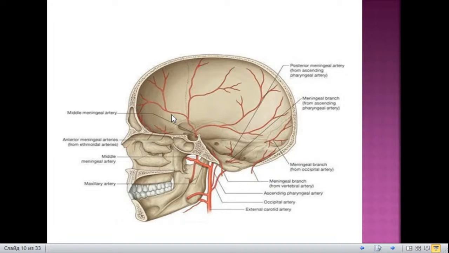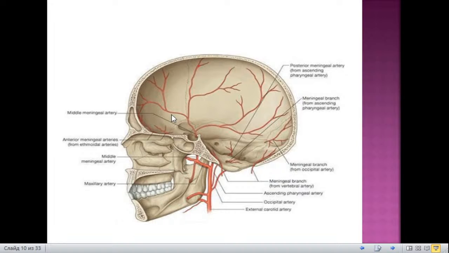About the parietal branch of the middle meningeal artery: it goes to the back, and it supplies the inner side of the parietal bone. Also, it gives off the superior tympanic artery. But I told you about the superior tympanic artery before, when I explained the blood supply of the middle ear.